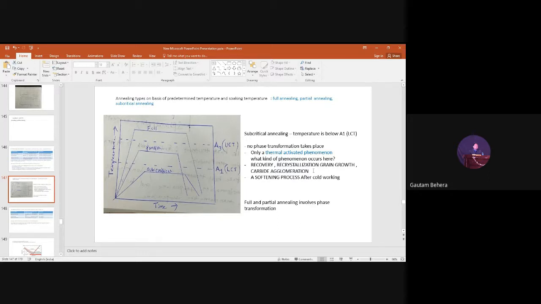And what about the brittleness property? If carbide becomes agglomerated, will the brittleness property decrease or increase, or will there be no change in brittleness property? So brittleness property increases. Brittleness property increases. What about others? Let me see.